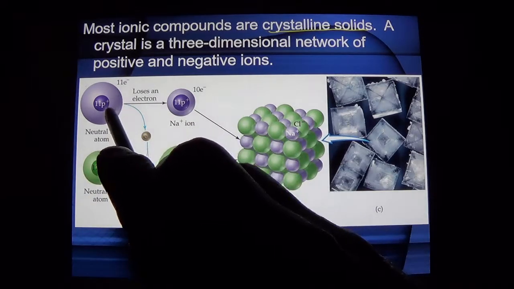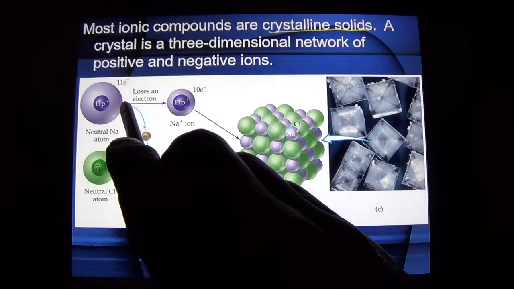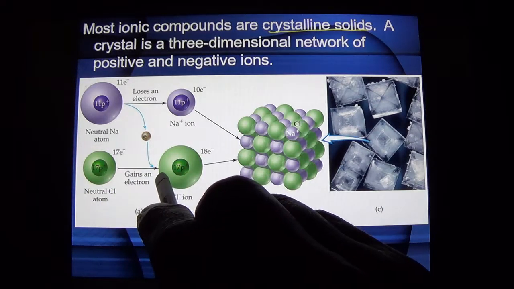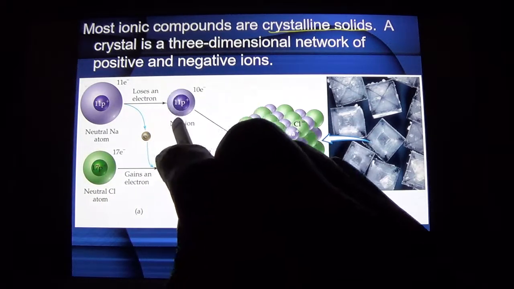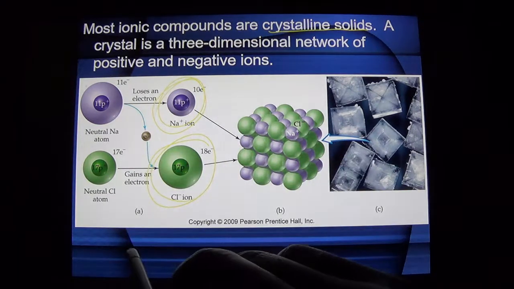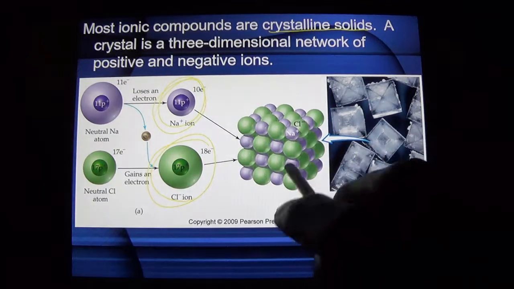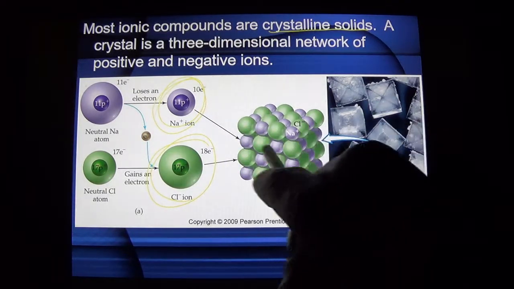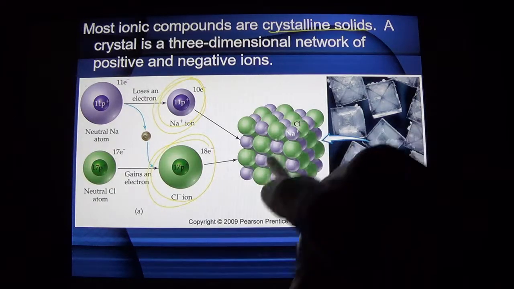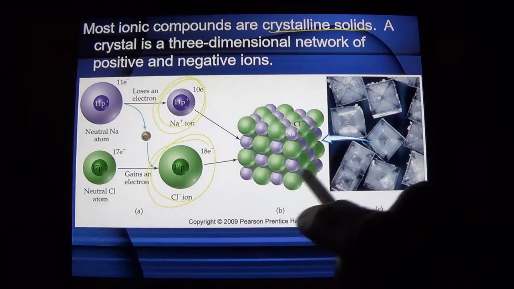So here's my neutral sodium, here's my neutral chlorine. They get close enough to react and an electron is transferred. And now I have a cation, sodium's the cation, and I have an anion, chlorine's the anion, and they're going to ionically stick together into this 3-dimensional repeating pattern, and that is a crystalline solid. In this case, it's table salt.